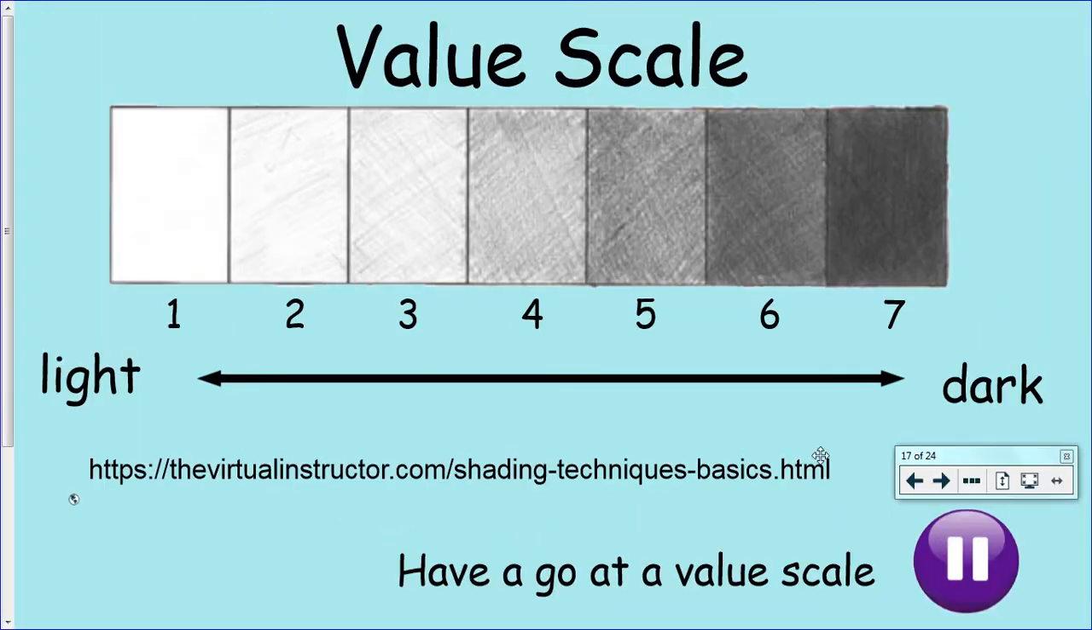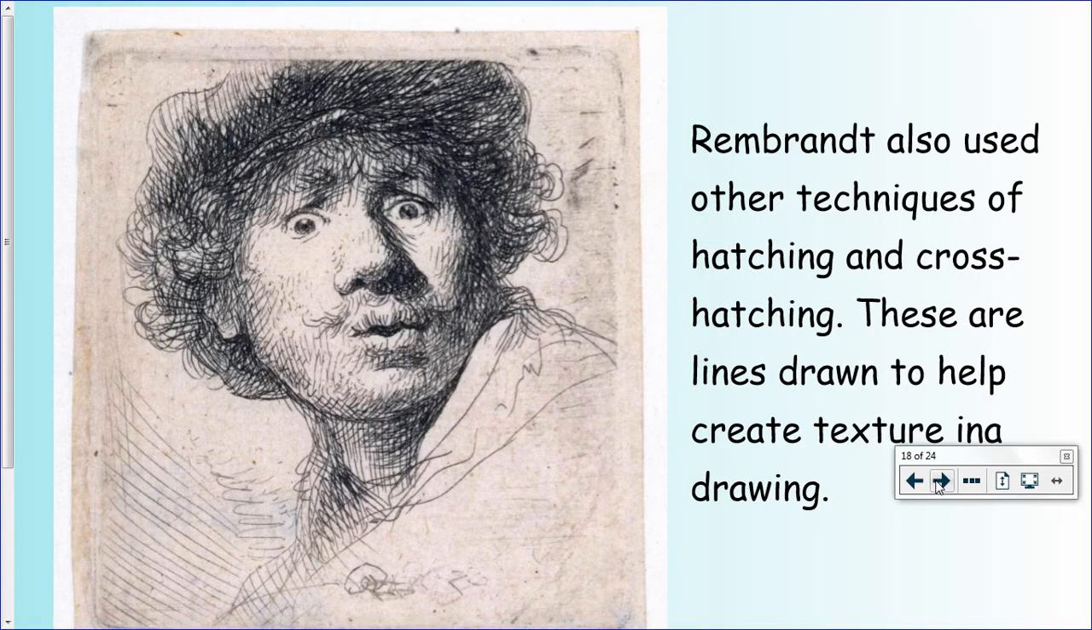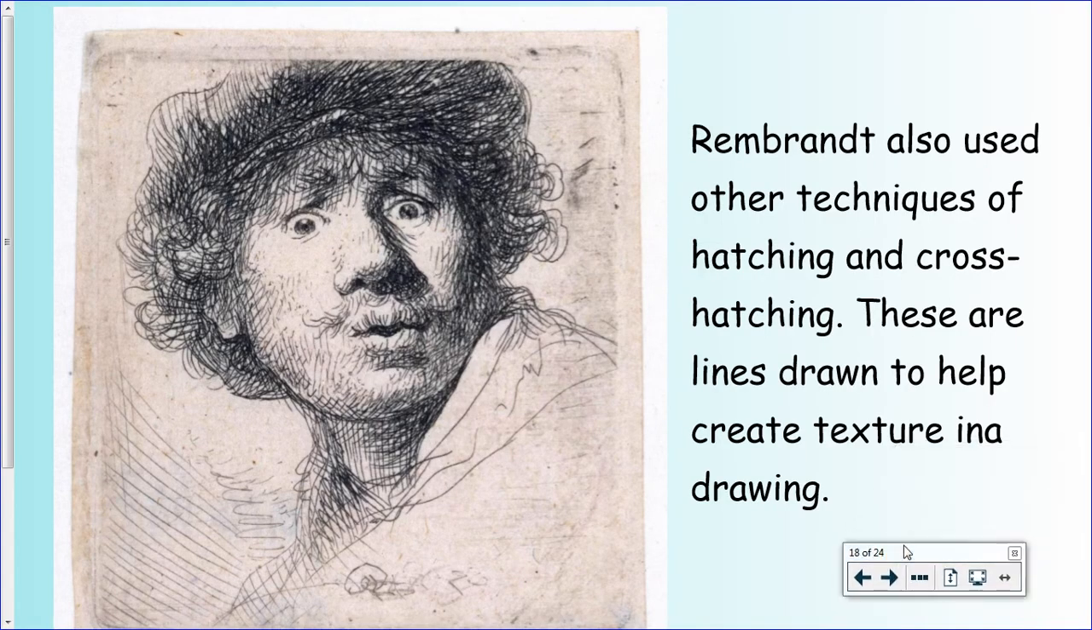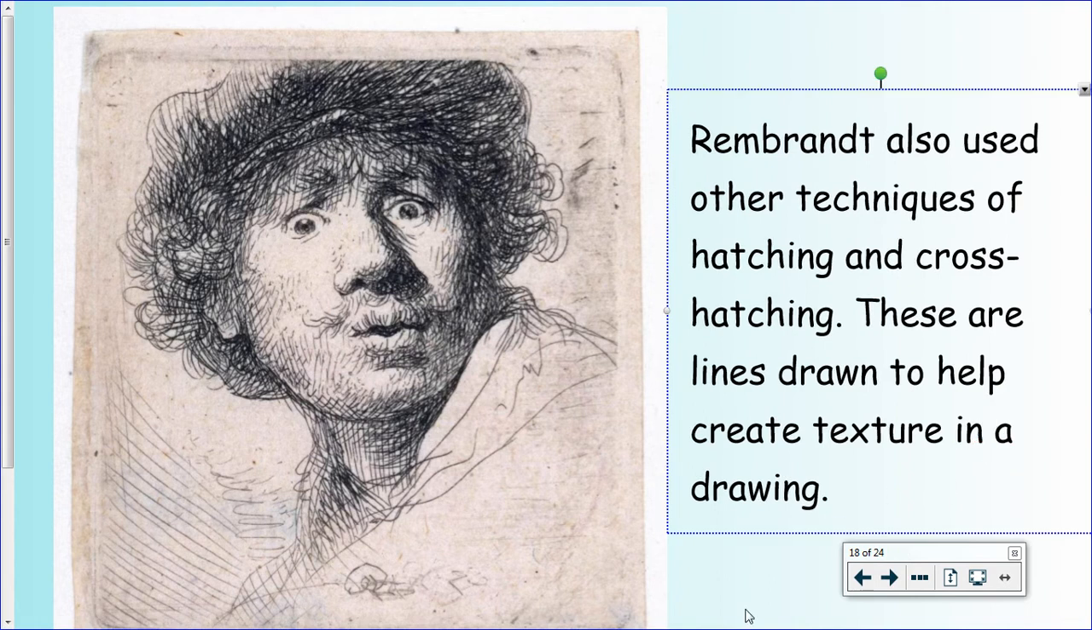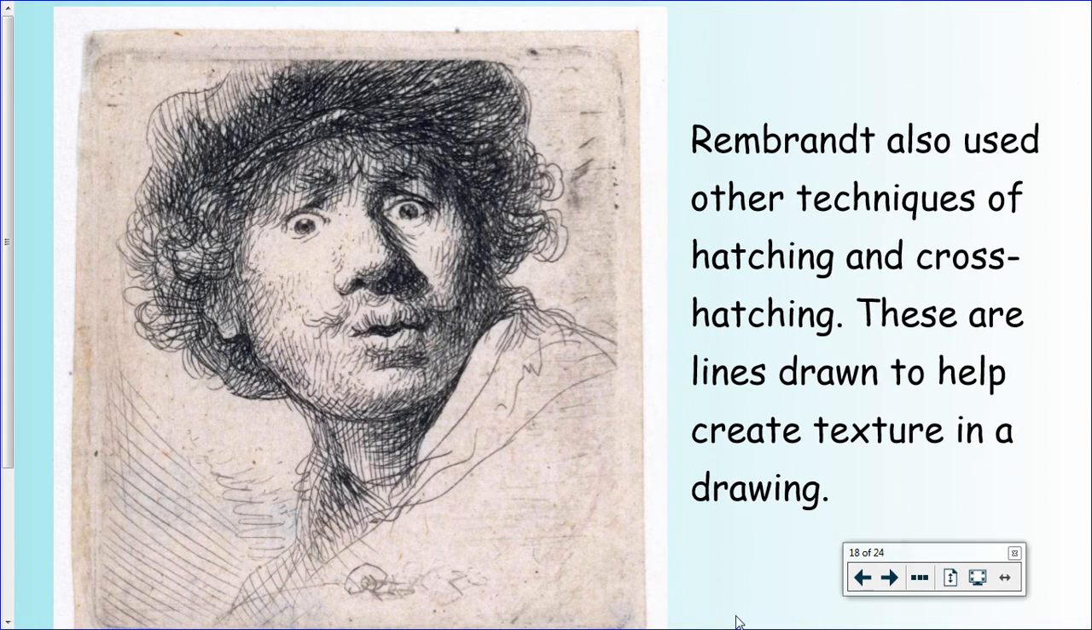Okay, let's carry on. So, other than chiaroscuro, Rembrandt was also known for using the techniques of hatching and cross-hatching. Now we had cross-hatching in our total recall at the beginning. These are lines drawn to help create texture in a drawing.